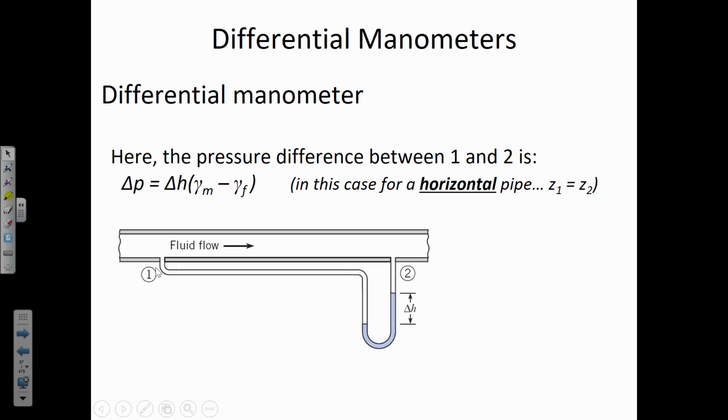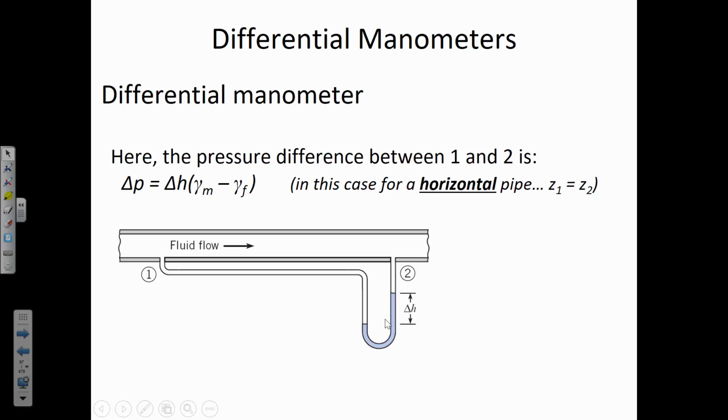The difference in pressure between 1 and 2 is delta H multiplied by the difference in the unit weights between the manometer fluid and the fluid flowing through the pipe. But I'm going to put a big warning here. Not only did I italicize the warning, but I also underlined it and bolded it. Because so many students have misused this formula over the years, I wanted to really drive home the point that this formula is only accurate when the pipe is horizontal. If the pipe isn't horizontal, then things get a little more complicated.